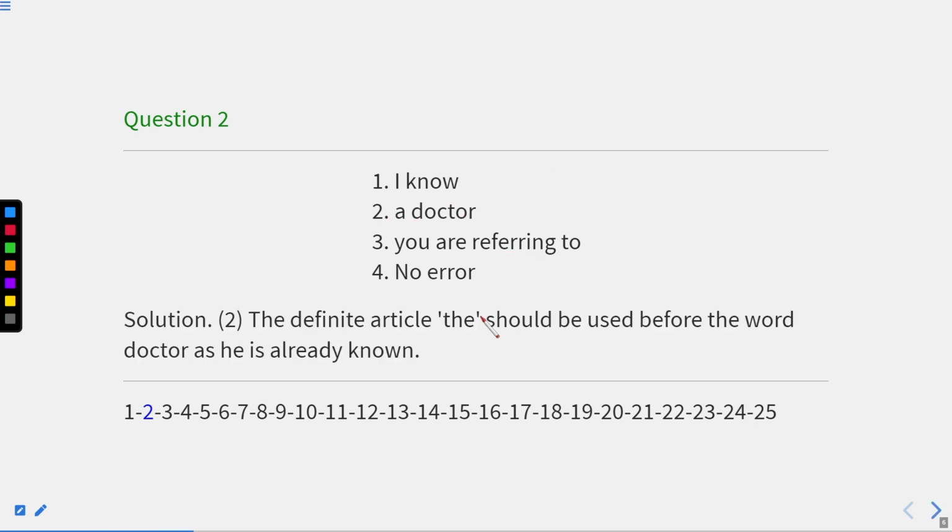Okay, so the error will be in part 2. The definite article the should be used before the word doctor, as he is already known, because he is particular and he is already known. Okay, so when we relate a person to someone else, when he is known to someone, when we make it particular or specific, we always use the before it. So here this should be replaced with the. So the correct sentence will be, I know the doctor you are referring to. Okay, so this will be the correct answer. Now let us move to the third question.